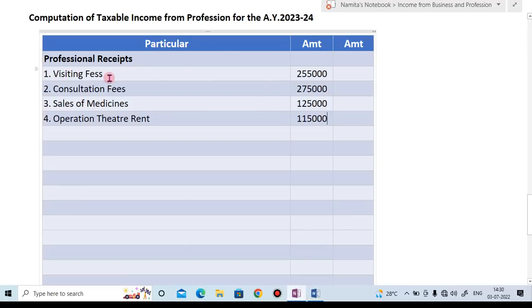So these are the receipts like professional receipts, visiting fees, consultation fees, sale of medicines, operation theatre rent. Now add all this. 2,55,000, 2,75,000, 1,25,000, 1,15,000. So total will be 7,70,000. So this is the total of professional receipts.